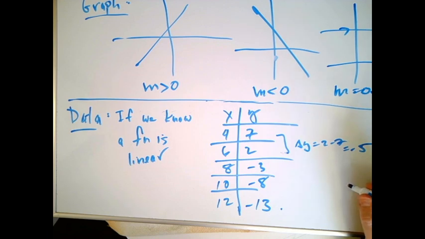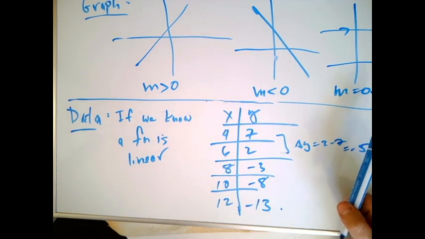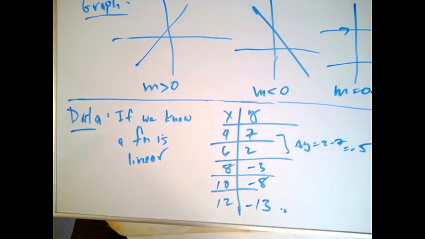We can tell if something's linear by looking at the data. We can tell by looking at the graph. We can tell if something's linear by looking at the equation. That's what we know about linear functions. Let's recap what we know about exponential functions as well.